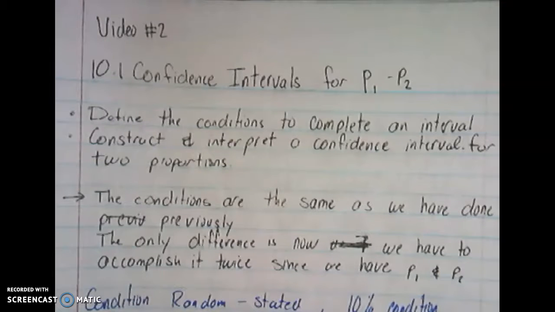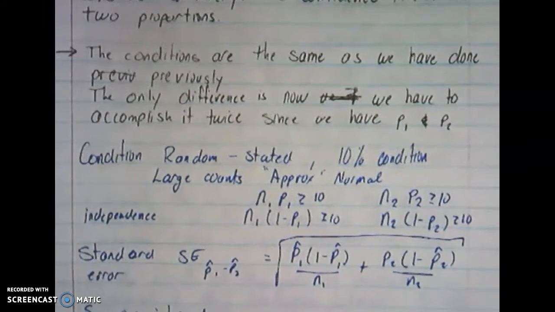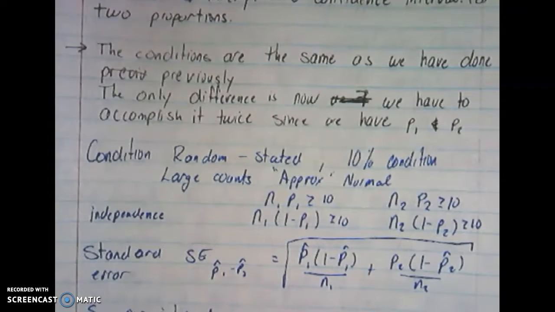So 10-1, confidence interval for P1 minus P2. What we're looking at is defining our conditions to complete an interval. We're going to construct and interpret a confidence interval for two proportions. Our conditions are pretty much the same as we've done previously, what we did in the first video: large counts, approximately normal, the 10% condition, and our standard deviation, which we'll just call standard error now.